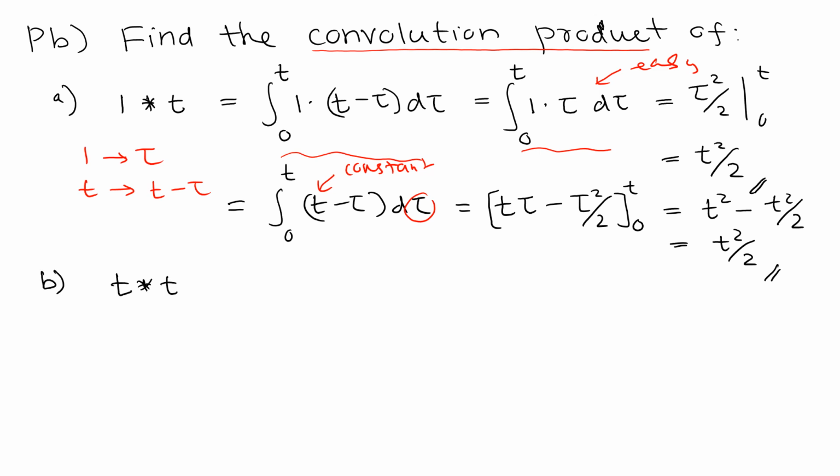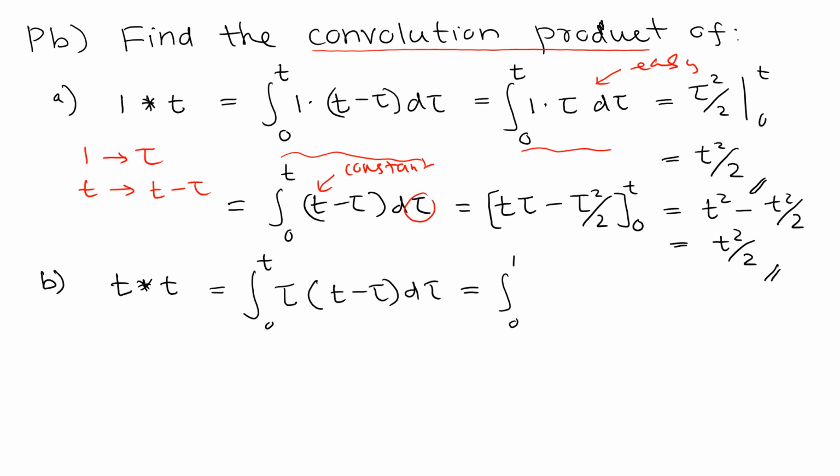As the next one, let's do t convolved with t. By the definition, it is the integral from 0 to t. For the first one, we put t. For the second one, which is t again, we put t minus tau, and t minus tau, and then d tau. Now we need to distribute this. How to integrate this one? You have to distribute that. You can't do term by term. You have to distribute. So let's do that.